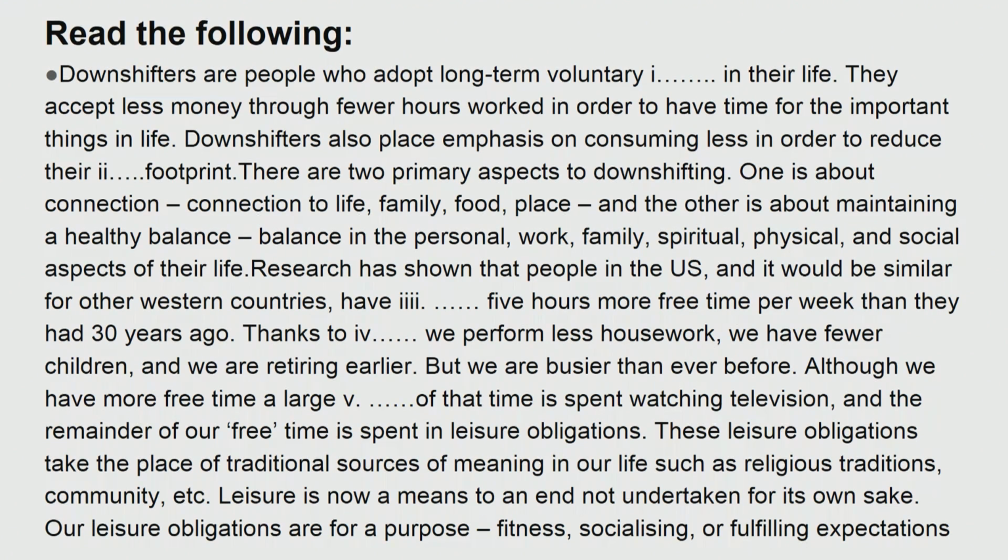Research has shown that people in the US, and it would be similar for other Western countries, have dash 5 hours more free time per week than they had 30 years ago. Thanks to dash, we perform less housework, we have fewer children and we are retiring earlier, but we are busier than ever before. Although we have more free time, a large dash of that time is spent watching television and the remainder of our free time is spent in leisure obligations. These leisure obligations take the place of traditional sources of meaning in our lives, such as religious traditions, community, etc. Leisure is now a means to an end, not undertaken for its own sake. Our leisure obligations are for a purpose: fitness, socializing or fulfilling expectations.